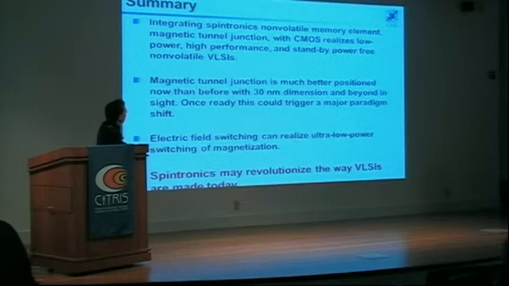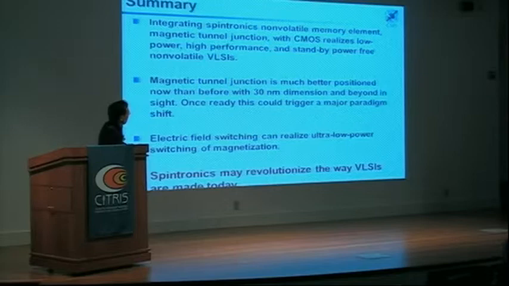Integrating spintronic non-volatile memory element, which is magnetic tunneling junction, with CMOS realizes low power, high performance, and standby-power-free non-volatile VLSI. Of course, it all depends on applications. Tunnel junction is now much better positioned than before. We have all five attributes at 40 nanometers, and we have a 30 nanometer dimension in sight and beyond. Once ready, this could trigger a major paradigm shift.